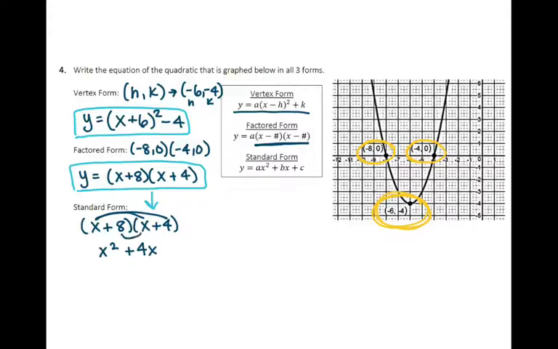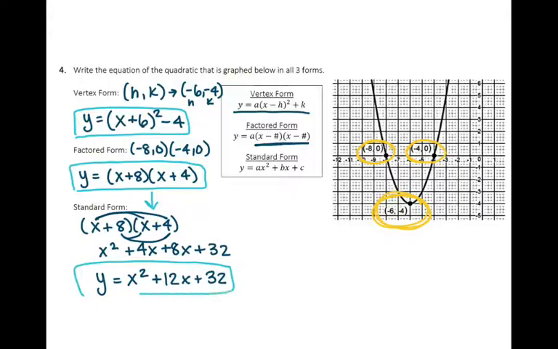Then I'm going to distribute the 8. 8 times x is 8x. 8 times 4 is 32. I can go ahead and combine like terms. So I have x squared, 4x plus 8x is 12x, plus 32. And that right there is my standard form because I have it in this form over here where it says ax squared plus bx plus c.